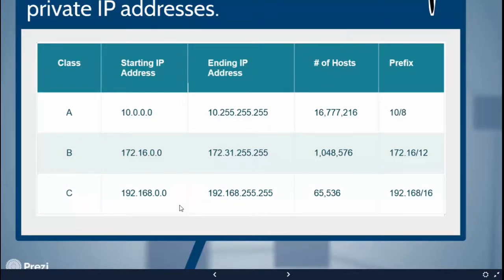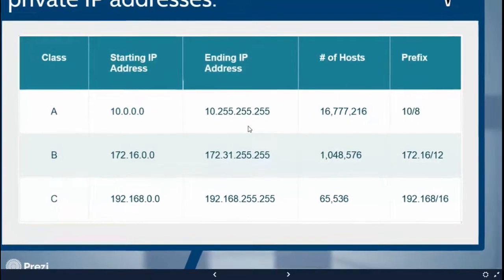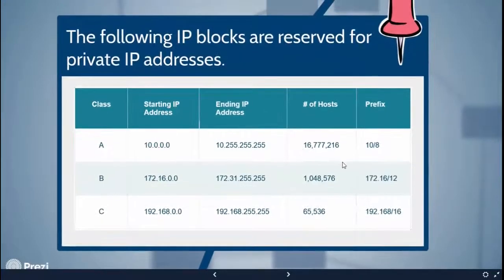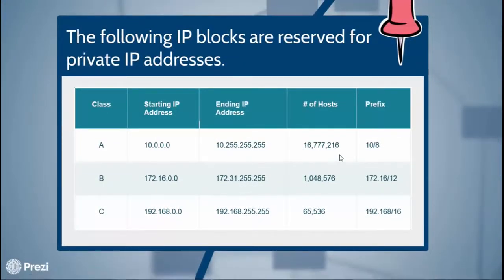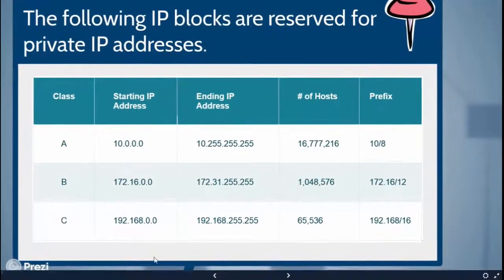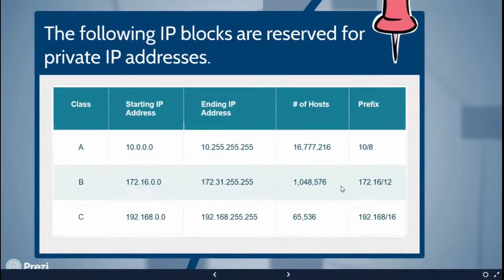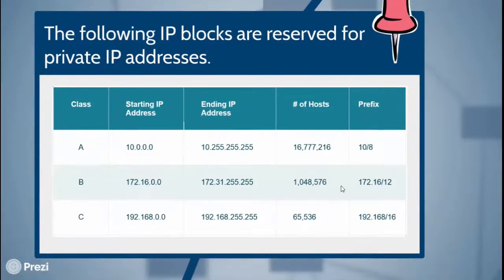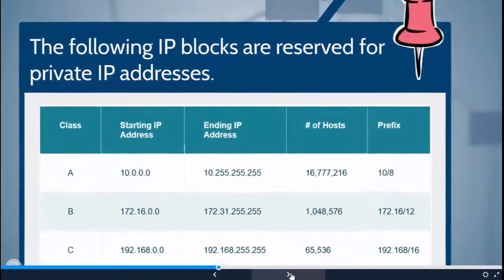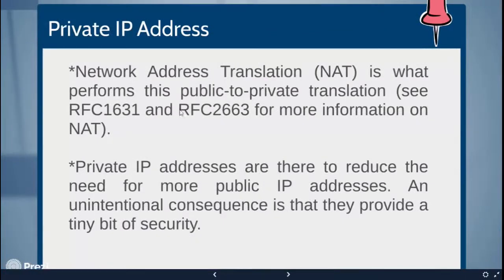The number of hosts is 65,000. The prefix is 192.168/16. Okay, this is, I'm sorry, this is for private IP addresses. Okay, so this is reserved for the system administrator to assign to the other hosts inside the network.